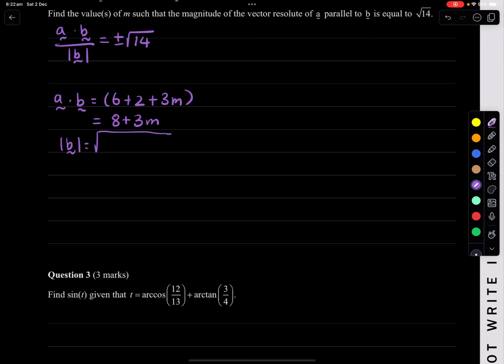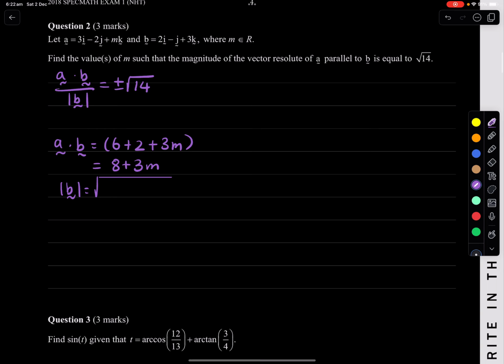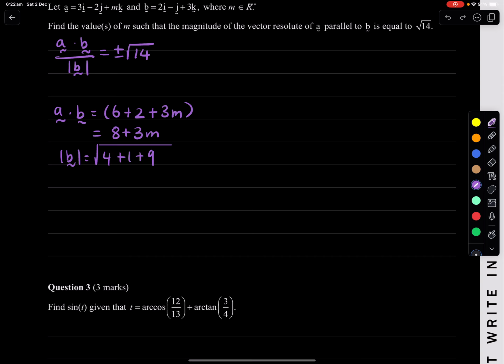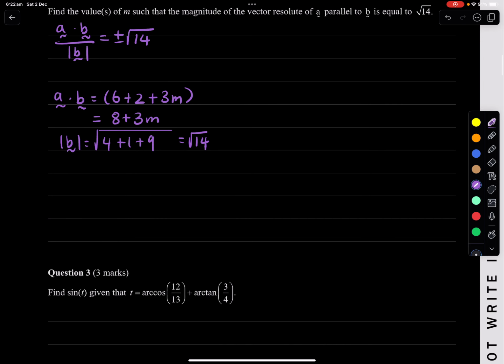It's going to be the square root of 4 plus 1 plus 9. I've just taken the square root of each of these values, which gives us root 14. Okay, so writing this, 8 plus 3m is equal to root 14.